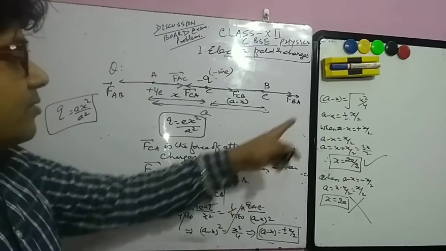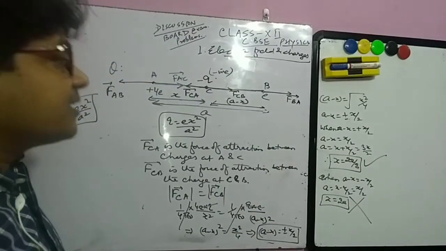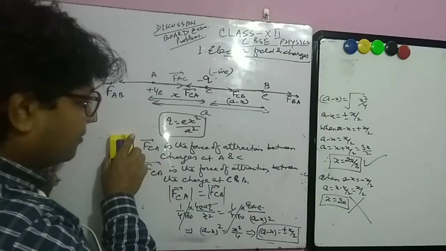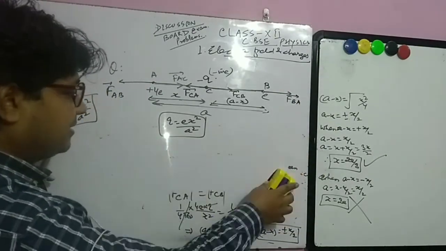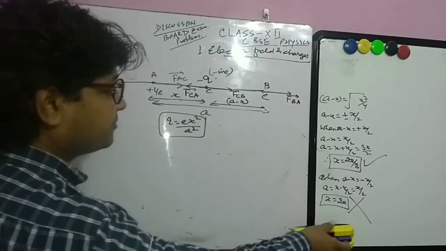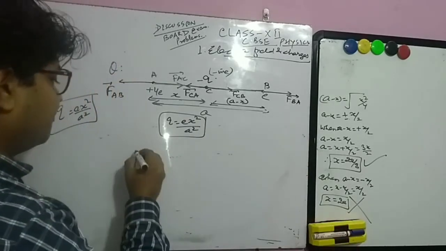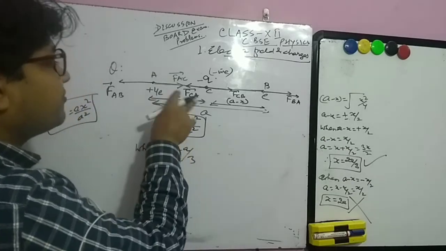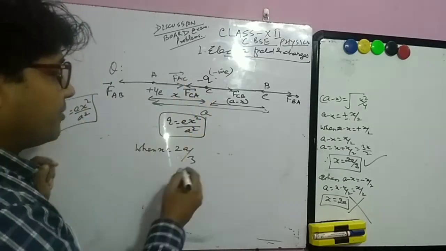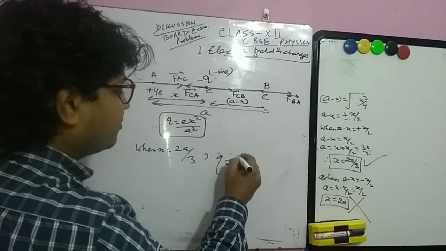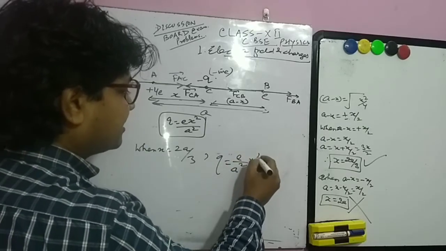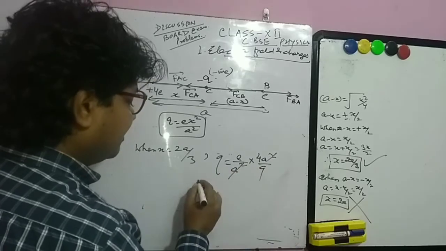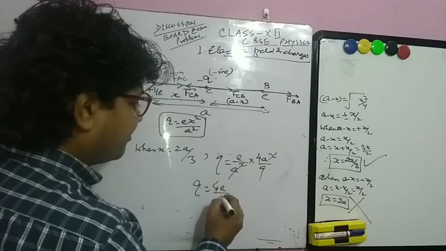So if x equal to 2a by 3 we are taking, what will be the value of charge? So now we can take the value of charge. What is the value of charge? So when x is equal to 2a by 3, it means we are placing x equal to 2a by 3. So q will be equal to e by a square, and this will be equal to 4a square by 9. This gets cancelled, so q is equal to 4e by 9.